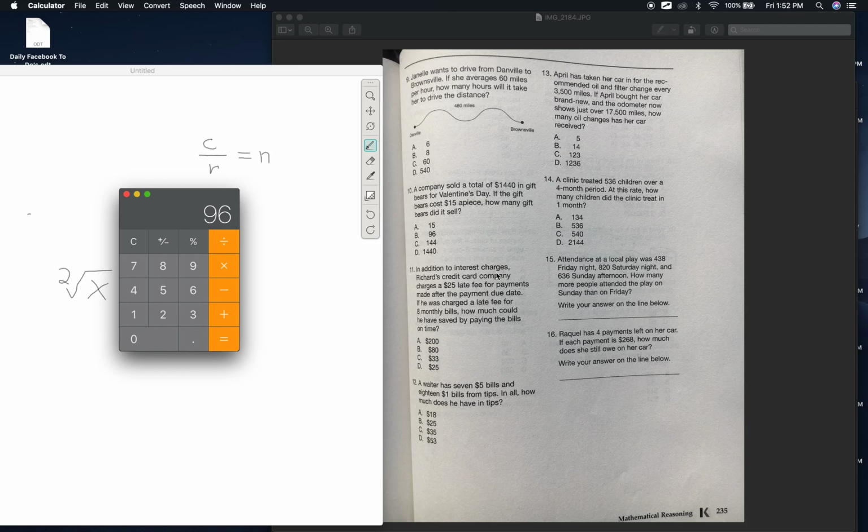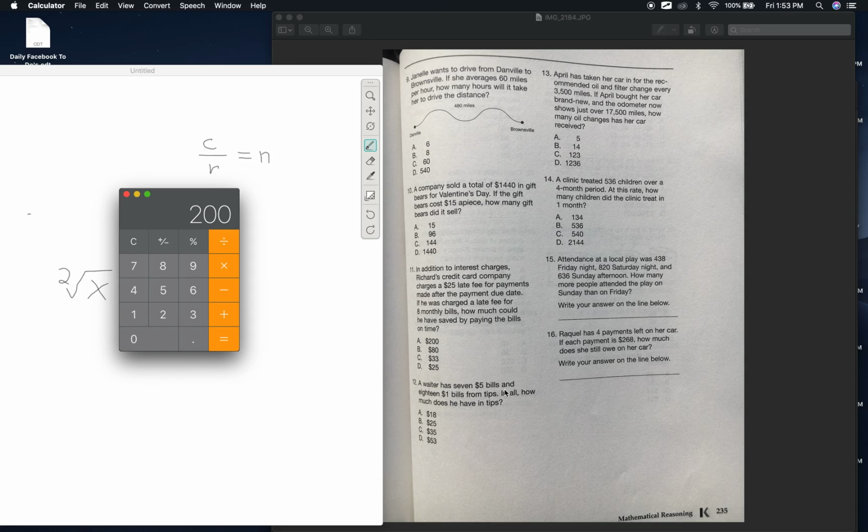In addition to interest charges, Richard's credit card company charges a $25 late fee for payments made after the payment due date. So $25. If he was charged a late fee for 8 months, 8 monthly bills, how much could he have saved by paying the bills? Well, let's see. $25 per late fee times the amount of late charges he got, which was 8. Equals 200. So your answer is A.